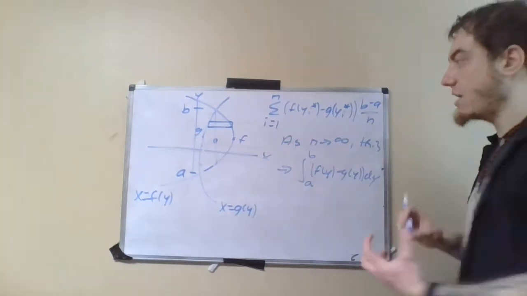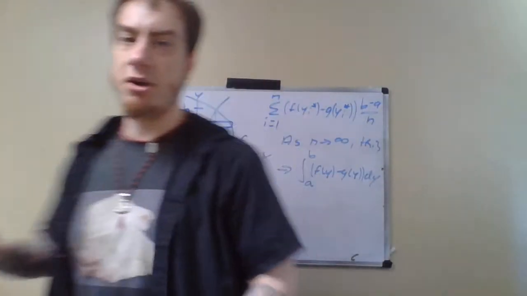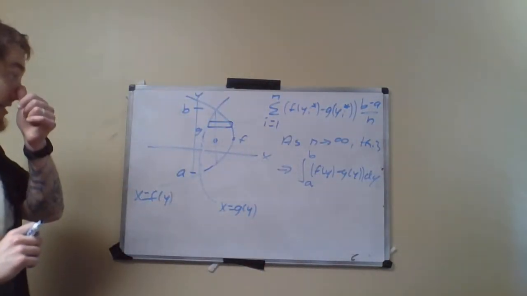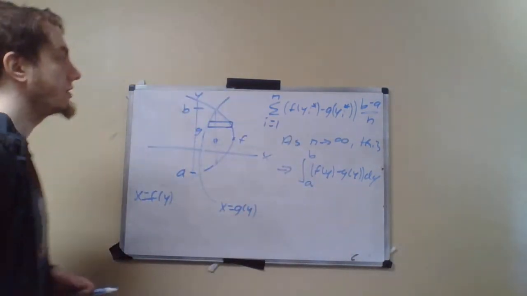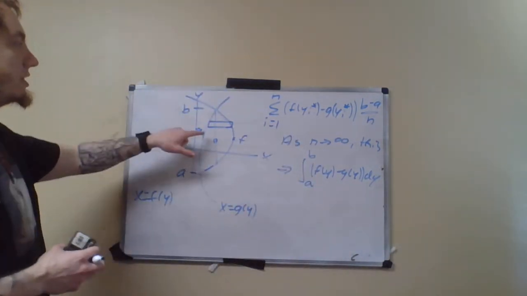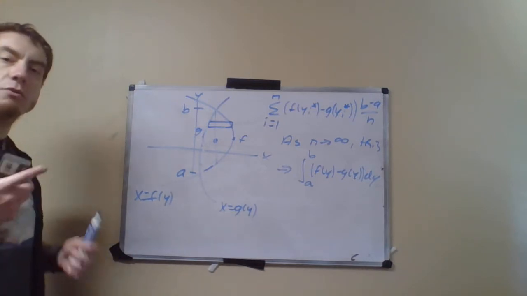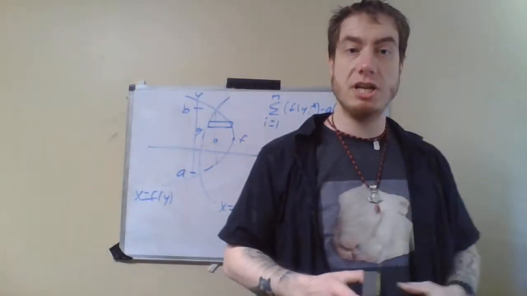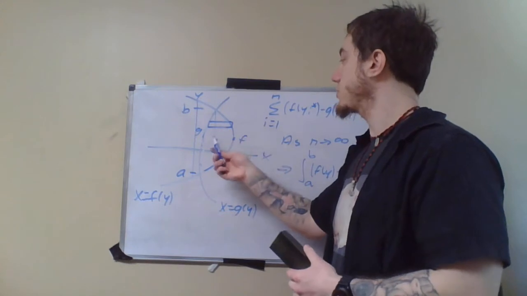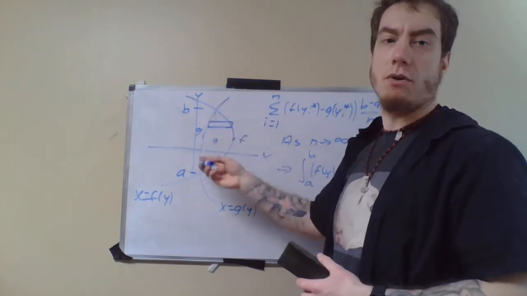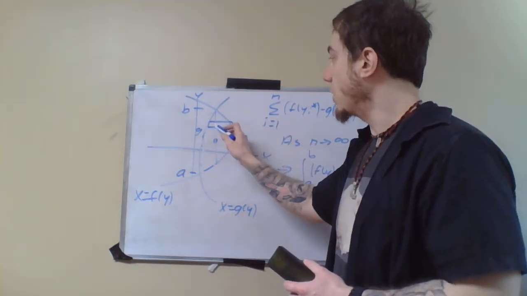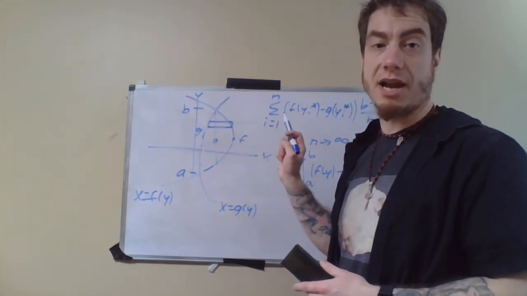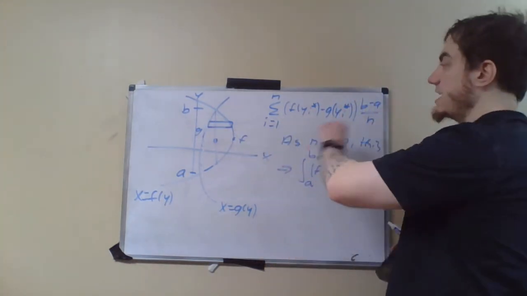So we can find areas by integrating along the y-axis, and in some cases that's going to be more convenient than doing it along the x-axis. Here's how you decide which one is more convenient. The question is: is it easier to describe the heights of vertical rectangles, or is it easier to describe the widths of horizontal rectangles? Because that's what you're really integrating.